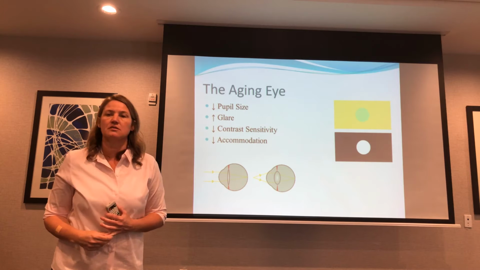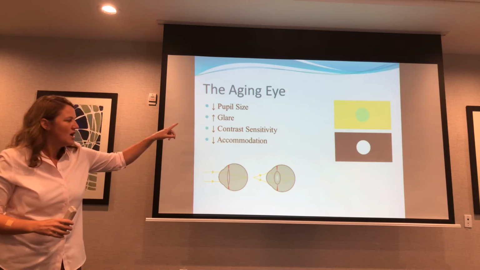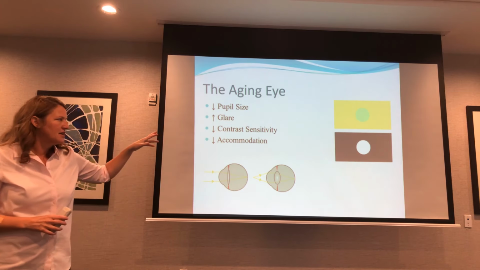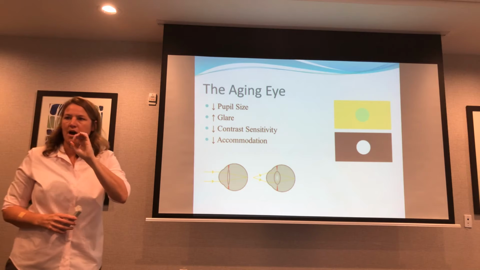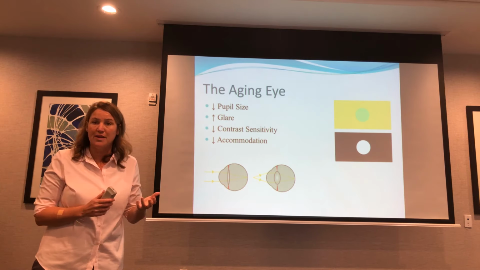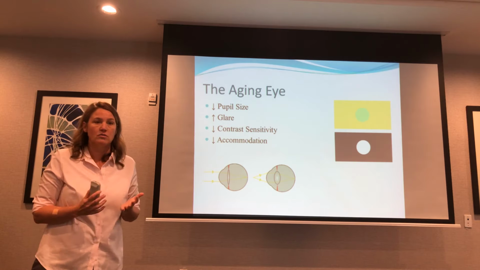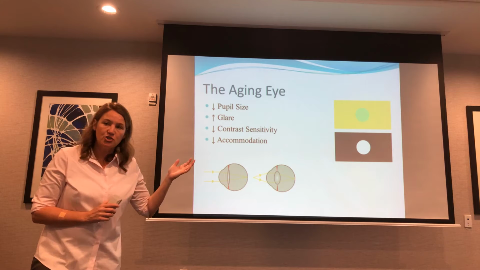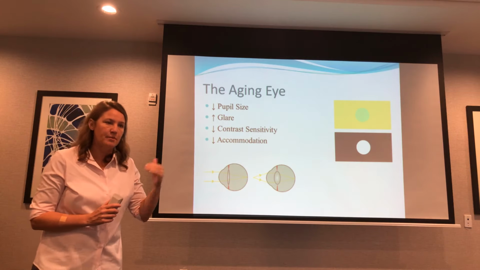There's also decreased contrast sensitivity. I don't know if these showed up on your book. I didn't actually check this one. The top one is a green dot on a yellow box. Basically, if you have a yellowing lens, you may not be able to see the green dot at all. It may all look like one thing. But high contrast is much easier to see, so the white on the black is easier to see.